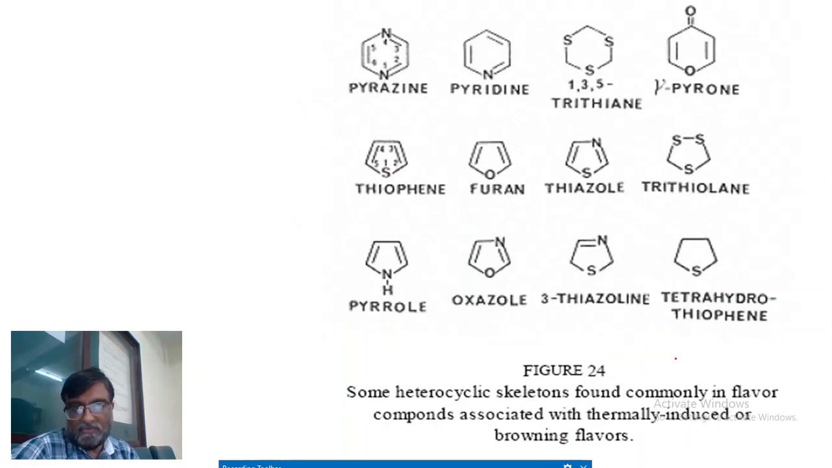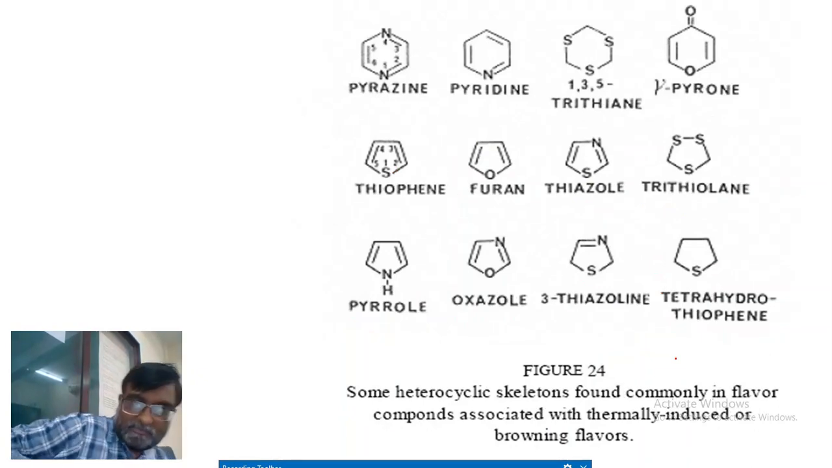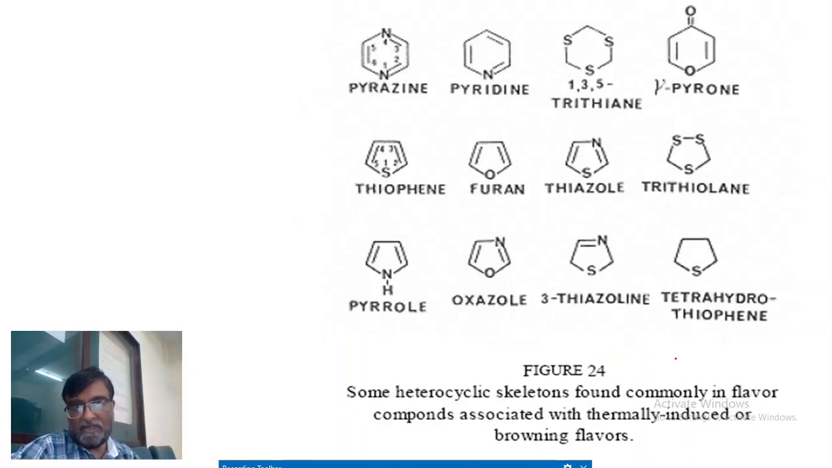These are some of the groups of flavorings: pyrazine, pyridine, 1,3,5 trithiene. Trithiene means 3 sulfur. Gamma pyrone, thiophene, furan, you have read it in the mid course. Thiazoles, trithiolane, again containing 3 sulfur. It's a 5-carbon ring structure. Pyrrole, NH group, and so on.